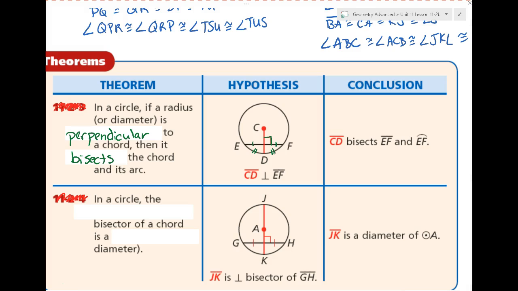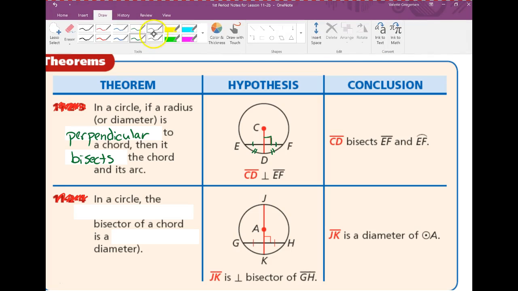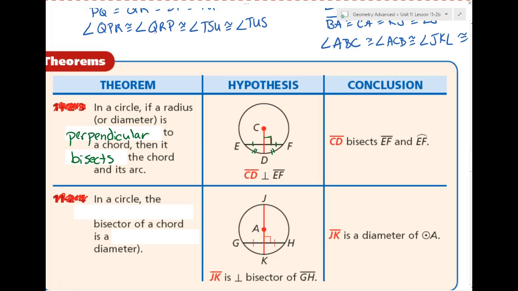Now, can we talk about the why behind this for just a moment? You guys don't have to write this down, but let's talk about the why. If I drew in that segment that's perpendicular from the center and it's perpendicular to the chord, do you guys agree with me? I could draw in an isosceles triangle.